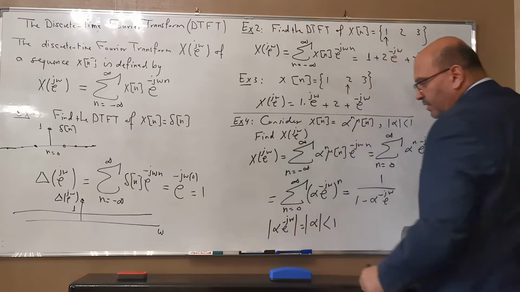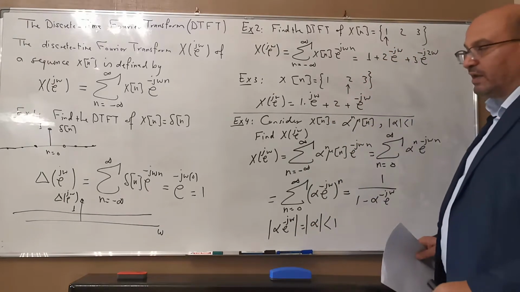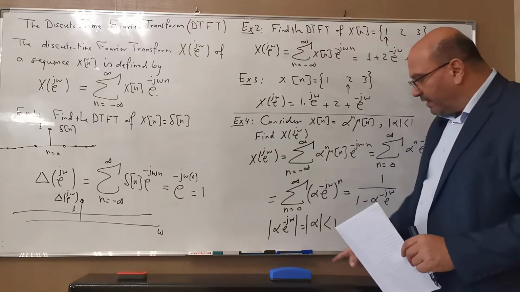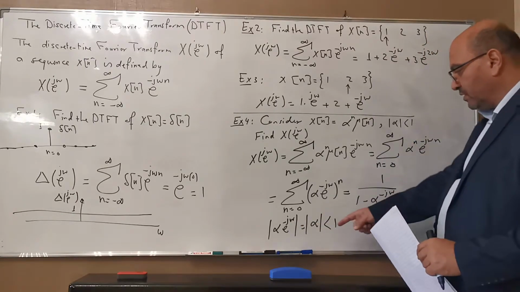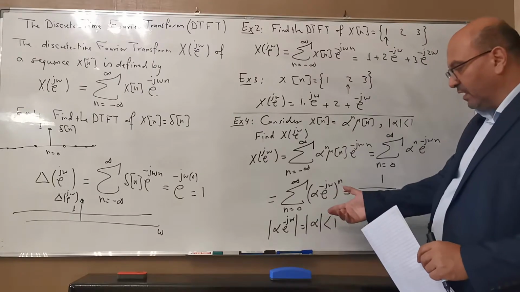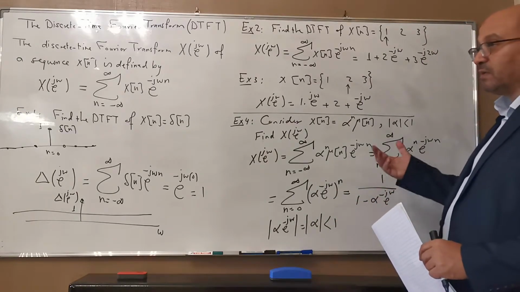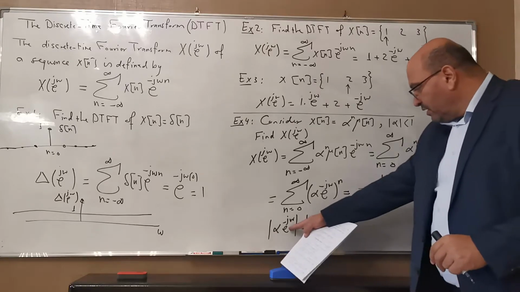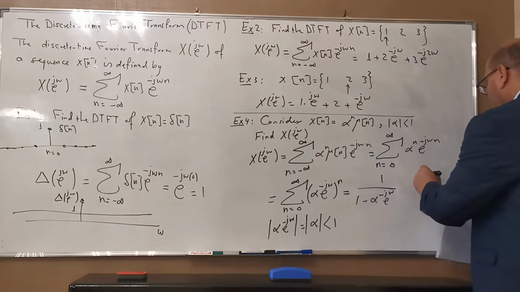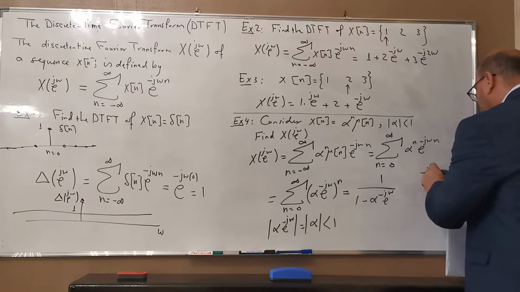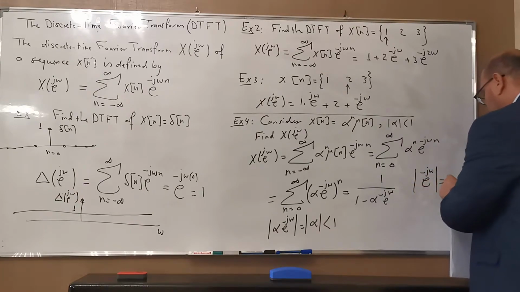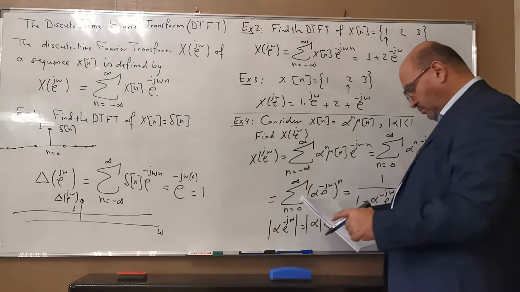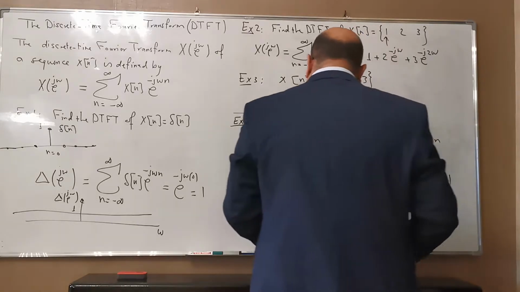E to the minus j omega has a magnitude of 1 and an angle of minus omega. So it's cosine plus j sine, and the magnitude is the square root of cosine squared plus sine squared of omega, which is equal to 1. So e to the minus j omega has magnitude equal to 1. Okay? So this is the answer.